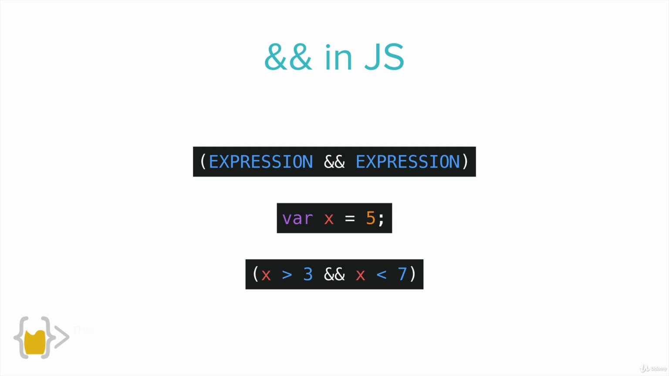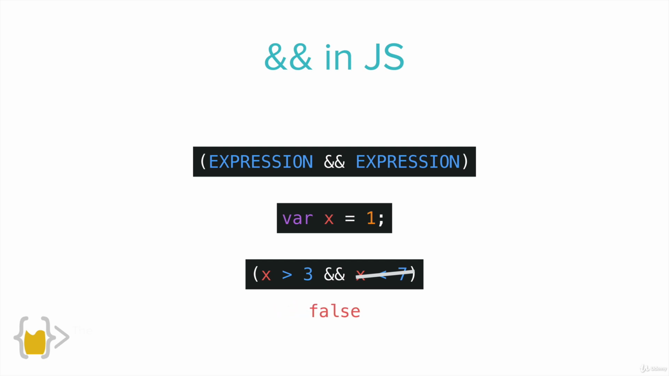Now, this case is easy because when x is 5, 5 is both greater than 3 and less than 7. So this overall expression evaluates to true. But what happens if x was equal to 1 instead? Well, 1 is not greater than 3. So that first expression is already false. And so to save time, JavaScript doesn't even bother evaluating the next expression, because as long as one of the expressions is false, where an AND operator is in use, then the whole line is equivalent to false.